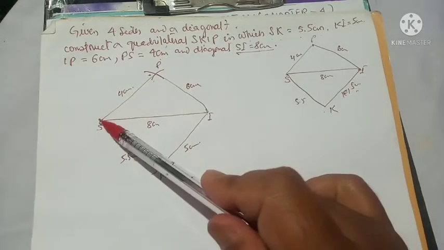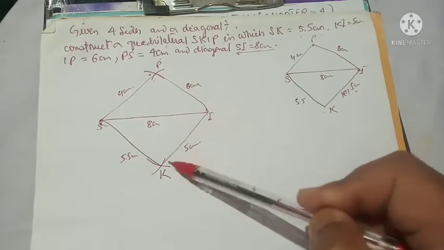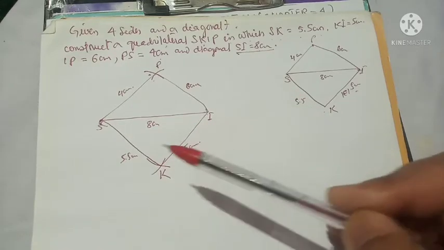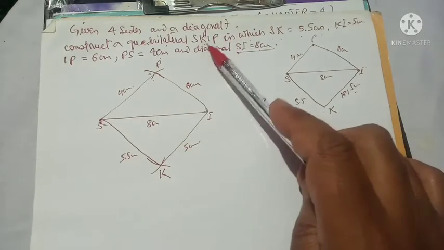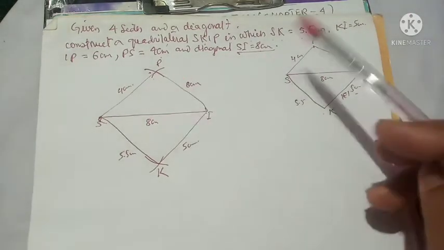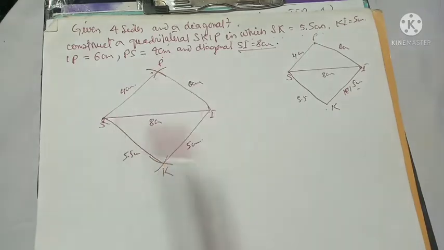Now join SP, PI, IK and the SK, and hence SKIP is the required quadrilateral. So in this way we can construct a quadrilateral by given four sides and one diagonal. Okay, this is the first example for given 4 sides and one diagonal. Next we will see another example.